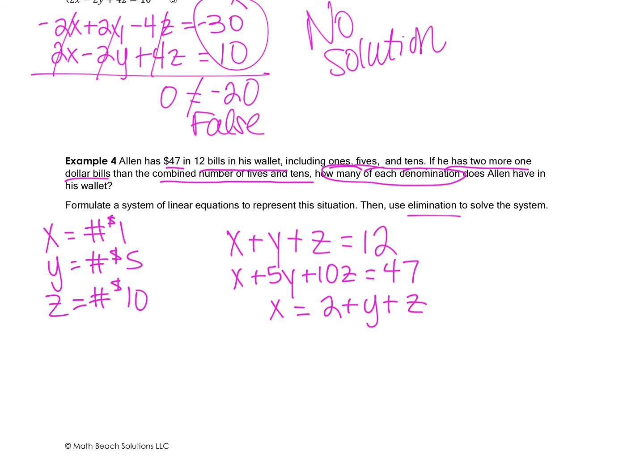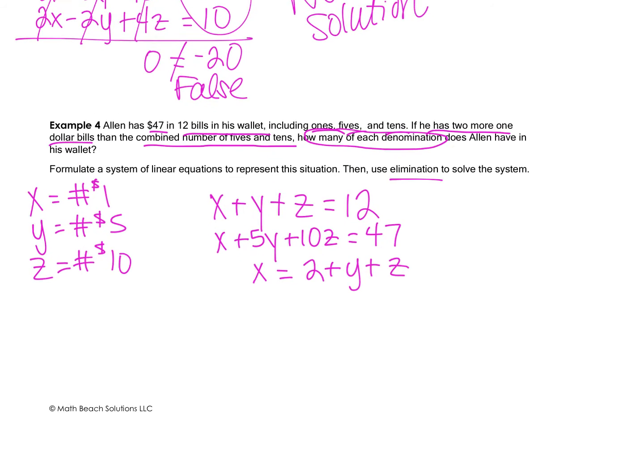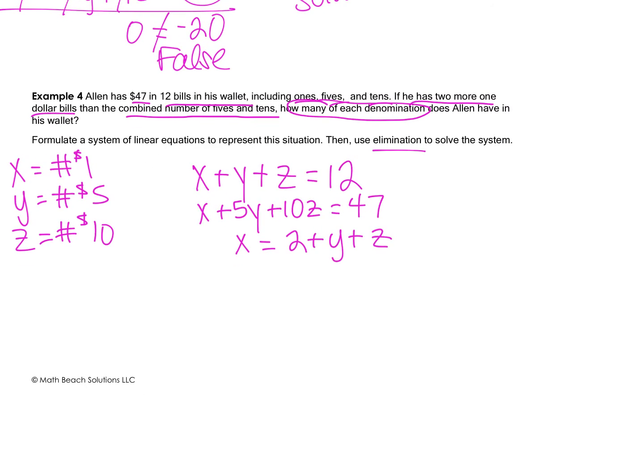Okay, so we need to use elimination, but notice that my third equation has just one variable, and then the other variables are on the other side. So I need to put it in standard form, which means all of my x, y's, and z's on one side, my number on the other, constant. So I'm going to rewrite this as x minus y minus z equals 2. So those are the same thing. I subtracted y over, subtracted z over.